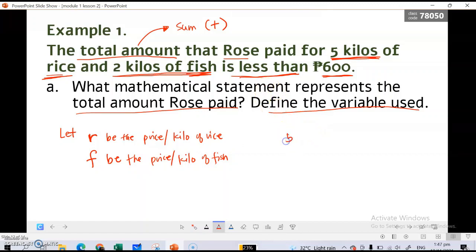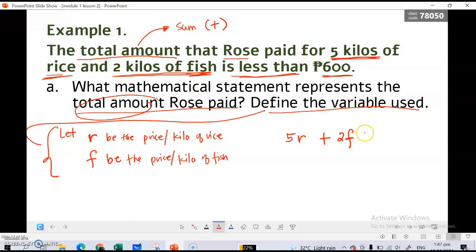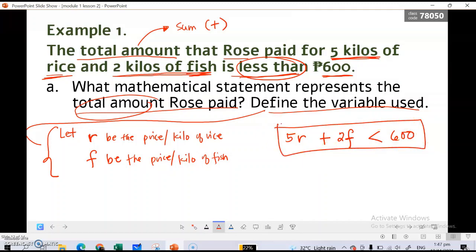That's 5 kilos of fish, so that's 5 times R, 5 kilos times the price per kilo of rice, plus 2 kilos of fish at the price per kilo of fish, F. Ayan, define na natin dito, this is how we define it, is less than 600. Okay, so we're done with letter A. Let's proceed to letter B.